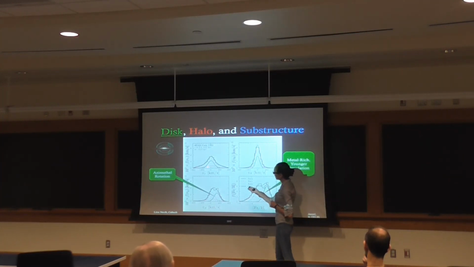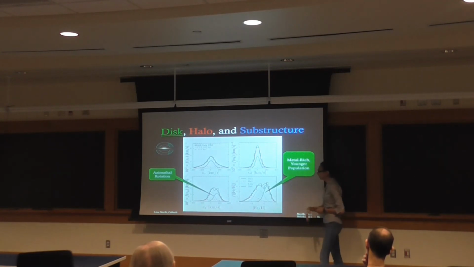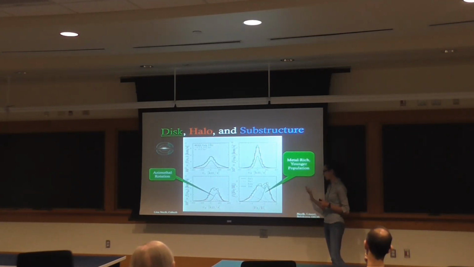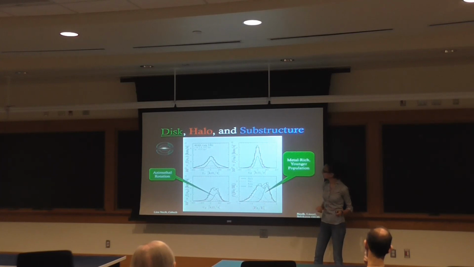So first of all, there's a disk component, which is here in green. And you can see that it peaks at about 180 kilometers a second. It's rotating, has a net V_phi rotation as expected. And it's also peaking at very high metallicities, at -0.7. Again, this is what you'd expect from the disk.